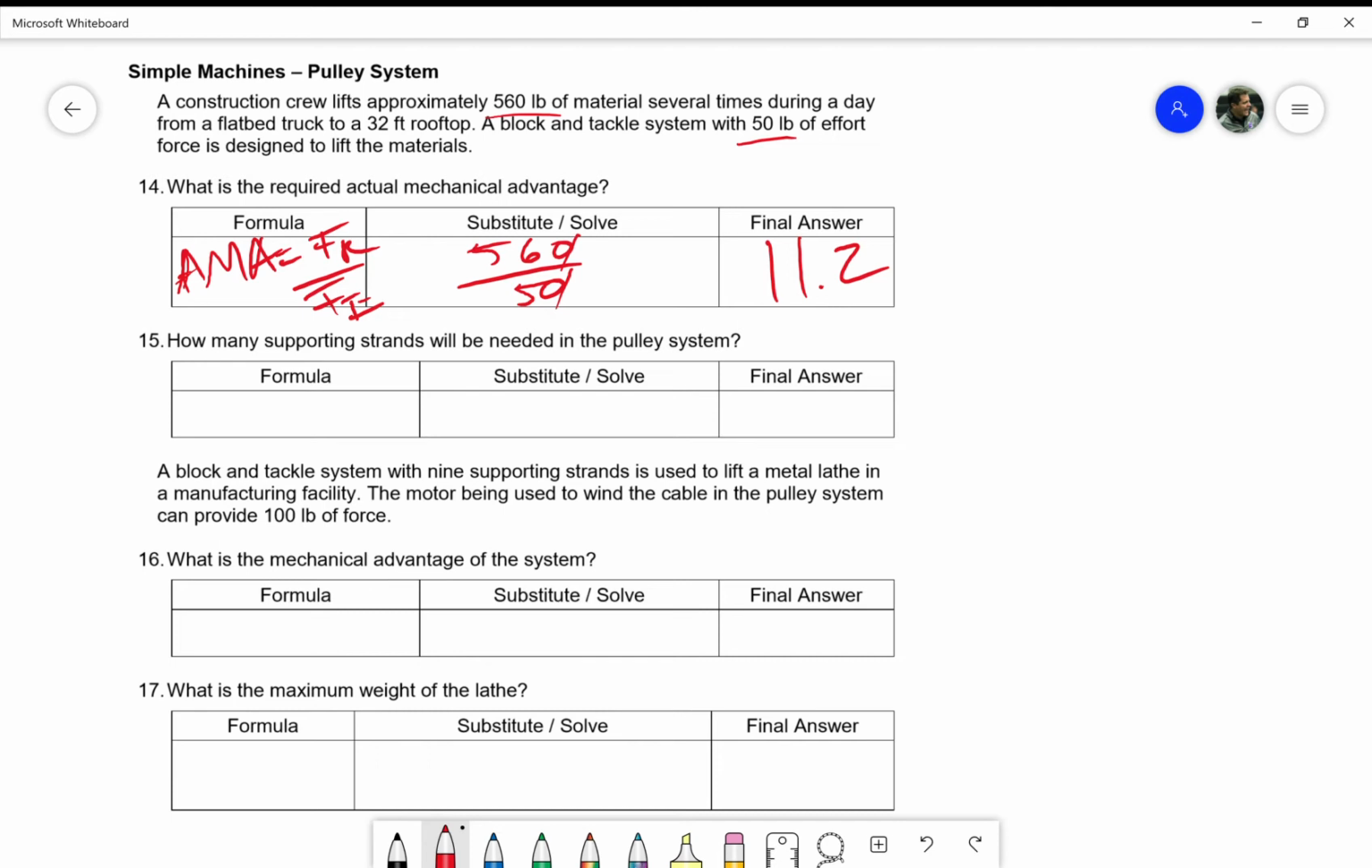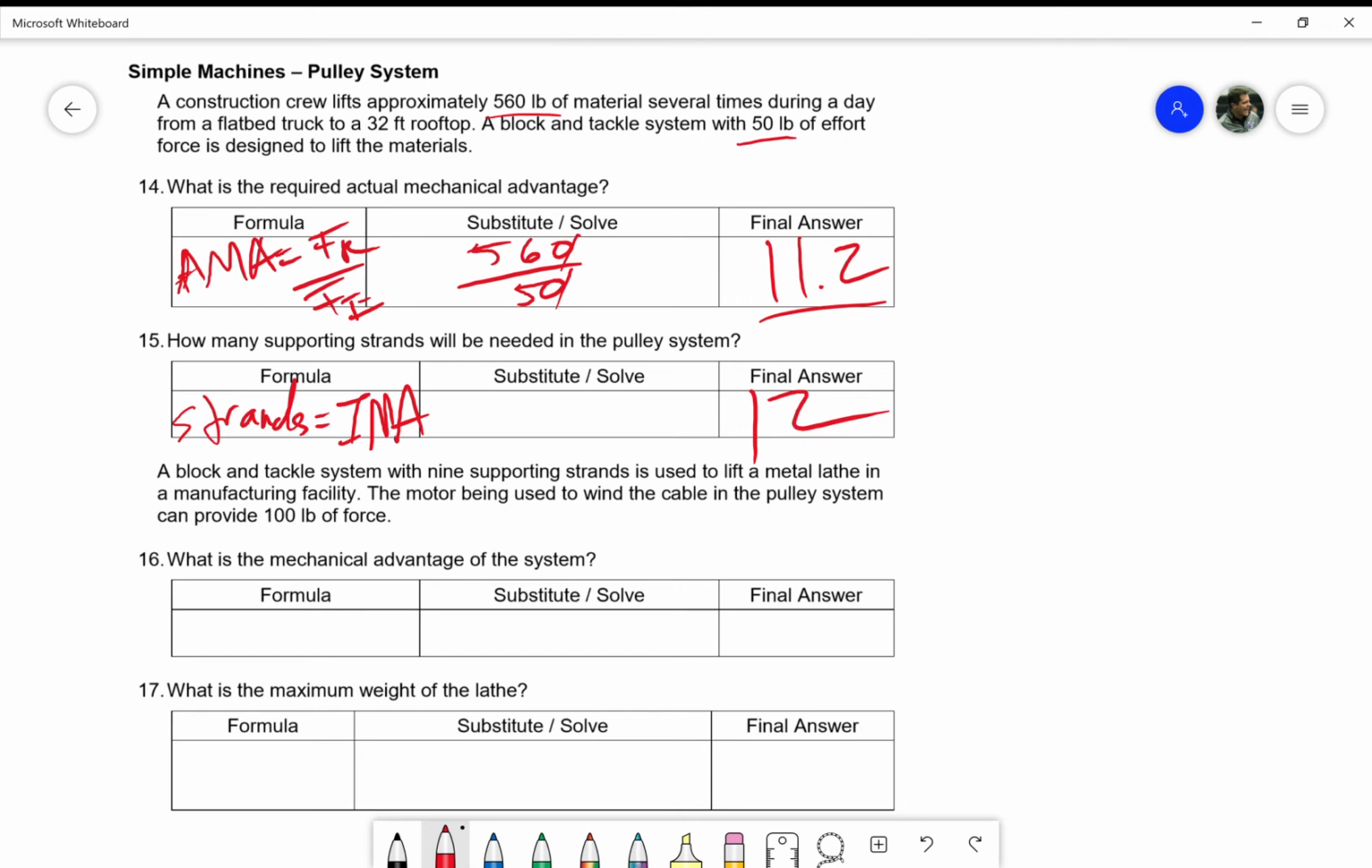Okay, now how many supporting strands would that be? Well, you cannot have a decimal or a fraction of a strand. They have to be whole numbers. So really all you're going to do is this. Again, the strands are equal to the IMA in a pulley system. So we can't have 11.2 and we can't have less than 11 or we would not be able to lift it up. So we're just going to round up to the next whole number. So that means you have 12 strands that you will need in that block and tackle system.